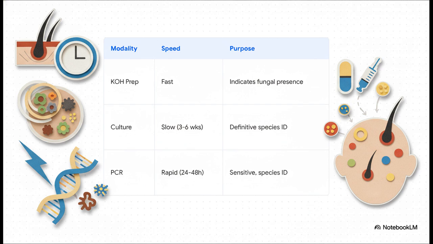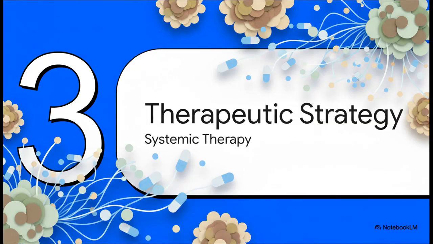And here's the key point. Identifying the pathogen isn't optional. It is absolutely essential for guiding your therapy. And that brings us perfectly to the main event, pathogen-guided systemic therapy. This is the absolute core of managing Tinea capitis. Your choice of drug is not random. It has to be tailored specifically to the organism you've identified.